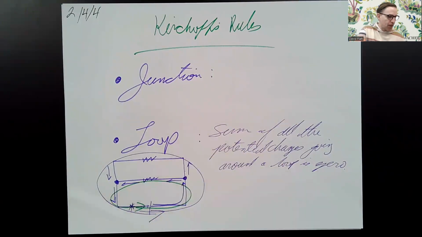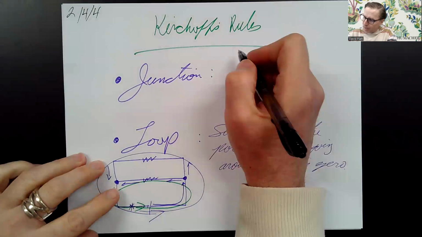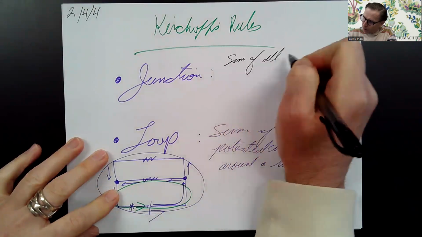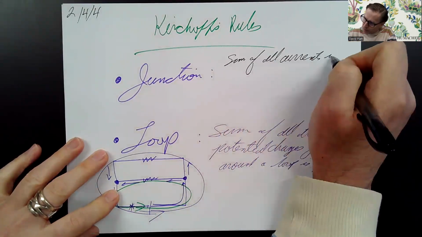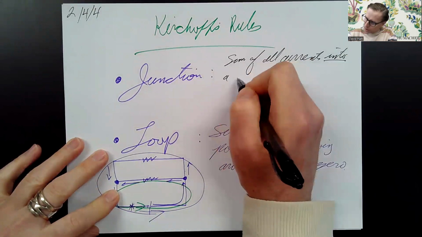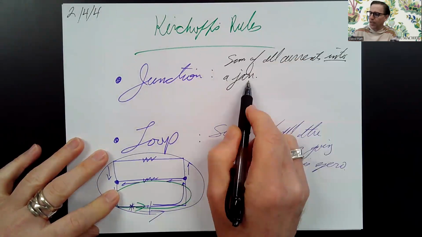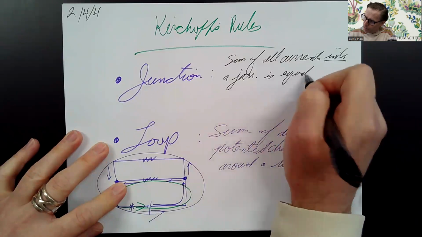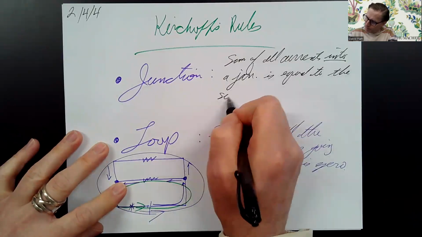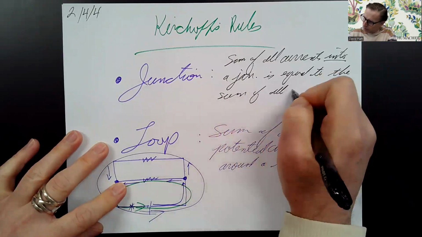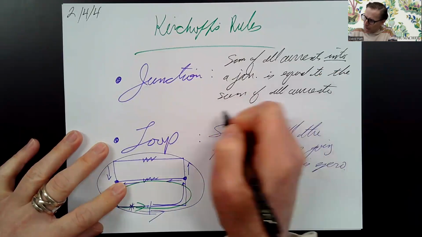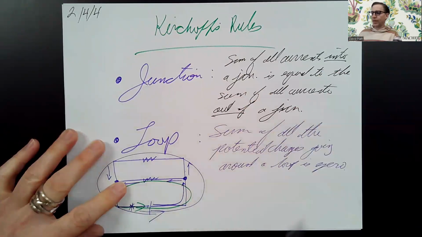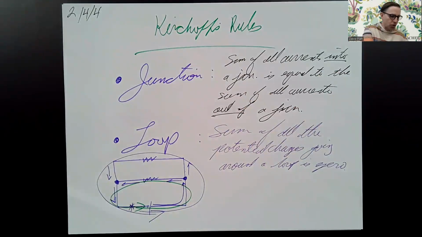The junction rule said the sum of all currents into a junction, sometimes abbreviated JXN, is equal to the sum of all currents out of a junction. Ta-da! So those are the two rules.